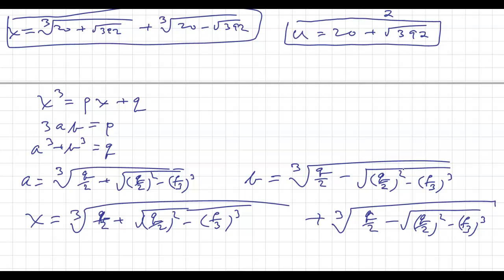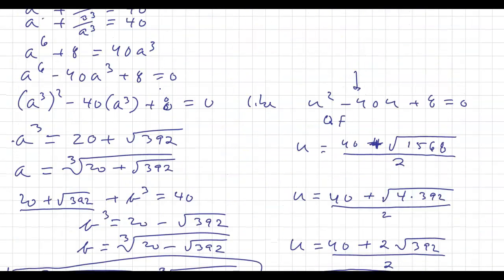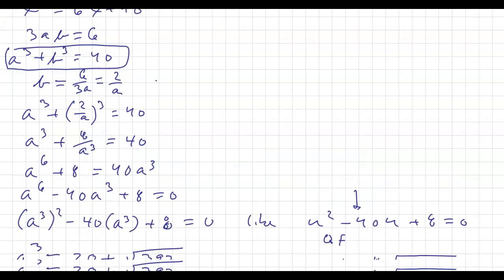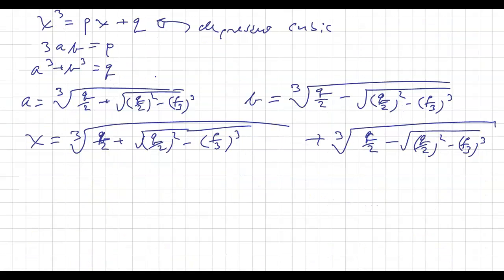A cubic equation with no x squared term is called a depressed cubic. You have a formula for it, and you have a more lengthy process using this system of equations. I'll recommend that you use the formula and that you try to understand where the formula comes from.